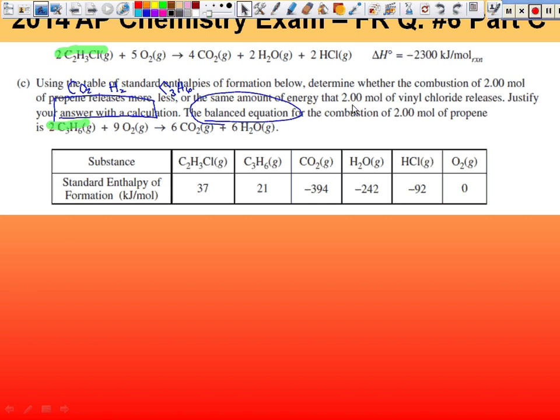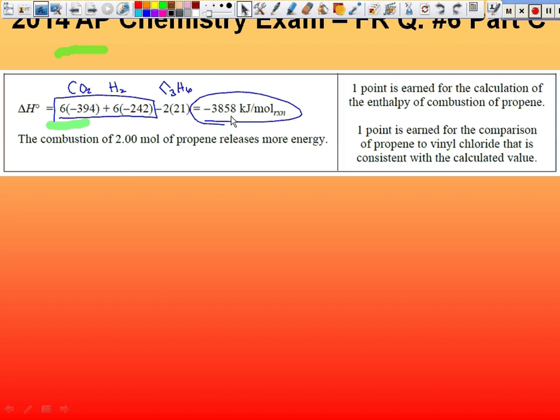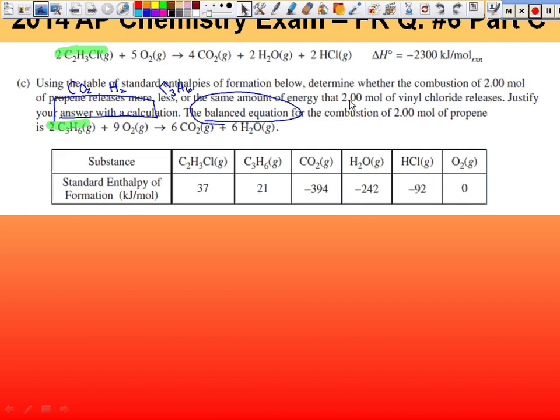Yes. Very good. Now here's what do you think most students did when they got this 3,858? If they divided it by 2, that gave them a number less than 2,300. So that's going to be your problem. You have to really pay attention to what they're going to give you. What if this top one, this vinyl chloride, was a 1? What would you have to then do? You would either have to double the 2,300 or half your answer. You got to get them in the same mole-to-mole ratio.